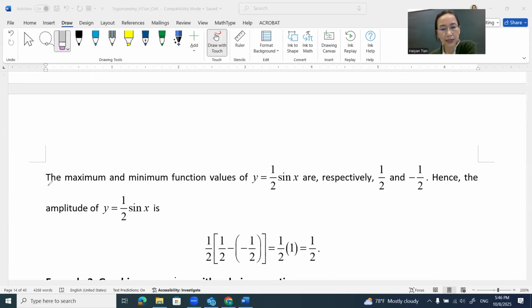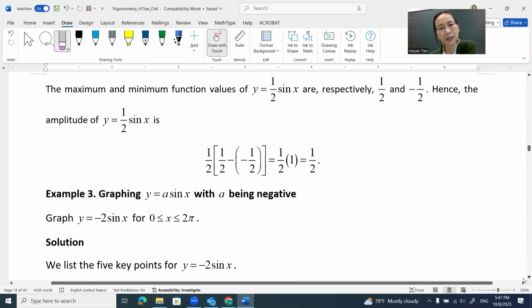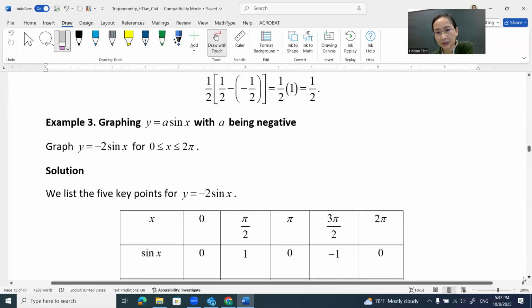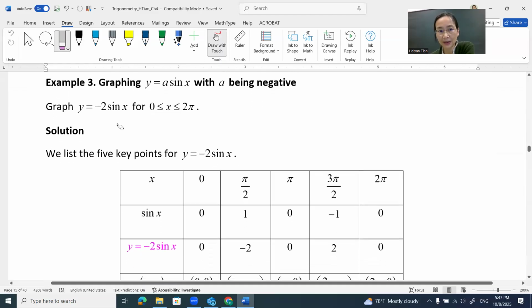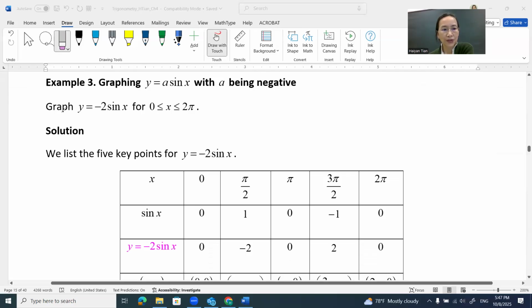Okay, so now let's look at another variation. Actually, we haven't seen the case when a is negative. What about this case? Suppose a is a negative number, such as -2. So if I want to graph y equals this, a is -2, so this time it's negative.